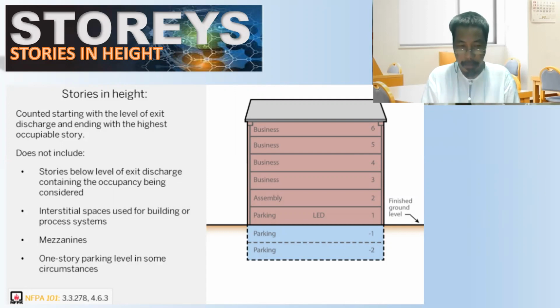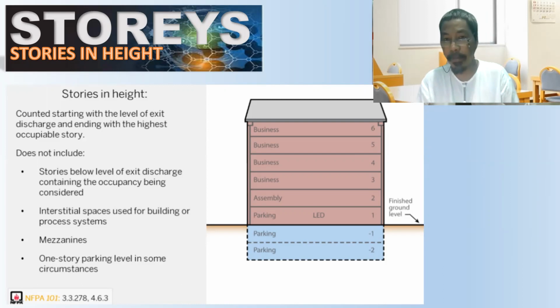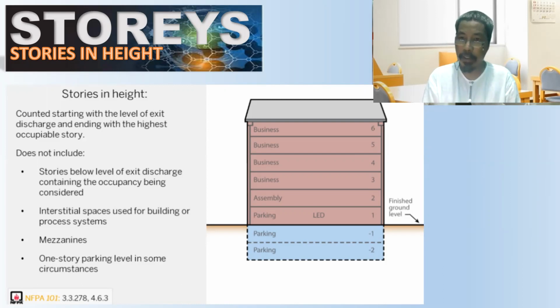Again, another thing, we do not include interstitial spaces used for building or process systems. Interstitial spaces are not designed for occupancy. They are designed for specific and special use for machines and devices. Again, number 3, we do not include mezzanines. And number 4, we do not include a one-story parking level in some circumstances.